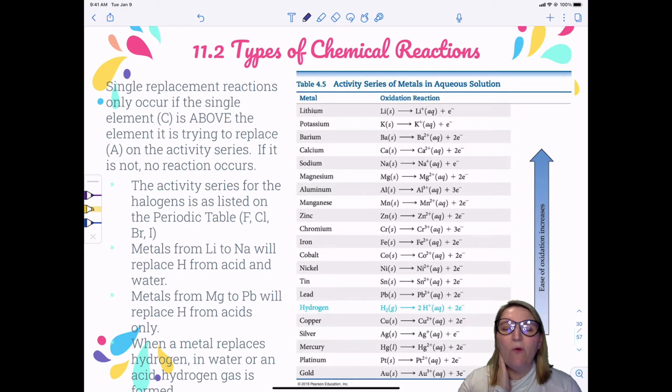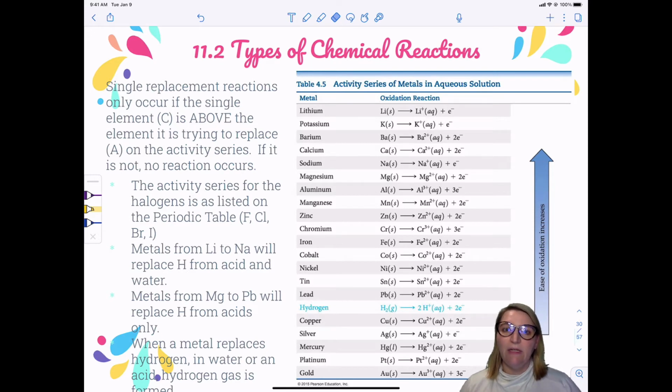You have at home, maybe copper pots or silver jewelry or gold jewelry that doesn't explode when it touches water. So why is it that sometimes a single replacement reaction will happen and sometimes it won't? What's the defining characteristic of that? And it's something that's called the activity series.